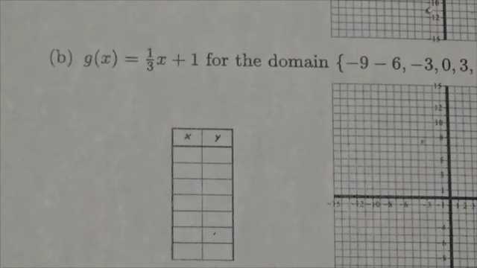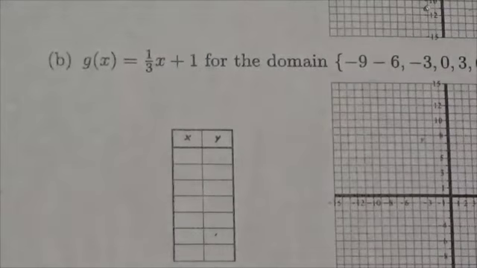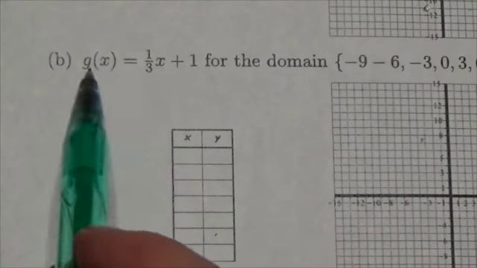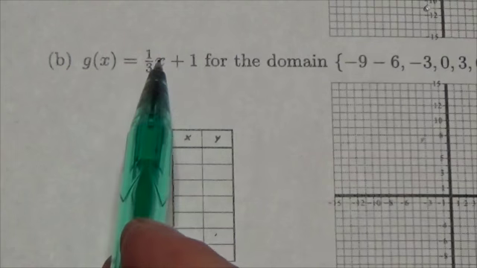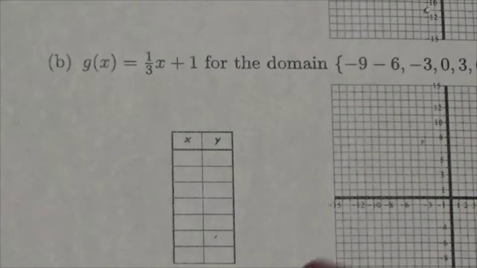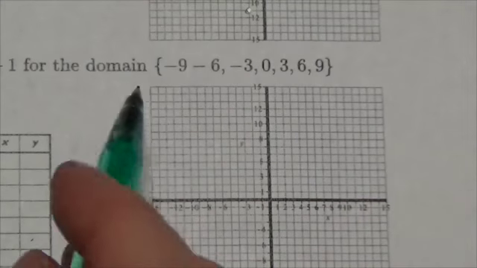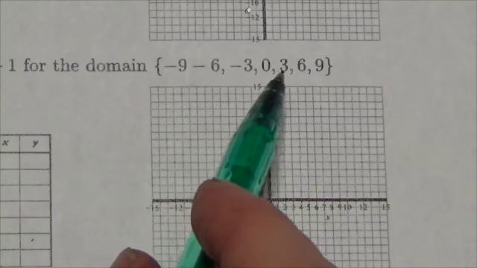Hi everyone. This question wants us to take a look and analyze this function and look at a couple of different ways of expressing it, or visualizing it here. So g of x is equal to 1/3 x plus 1. So g, in this use of the function notation, stands for the rule 1/3 of the independent variable increased by 1. Now, this question gives us a domain to work on, -9, -6, -3, 0, 3, 6, 9.